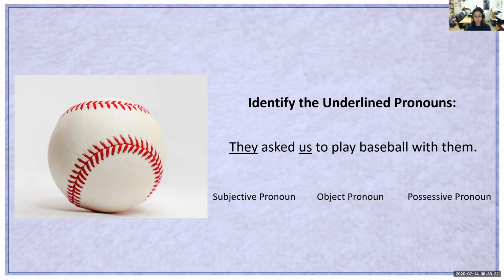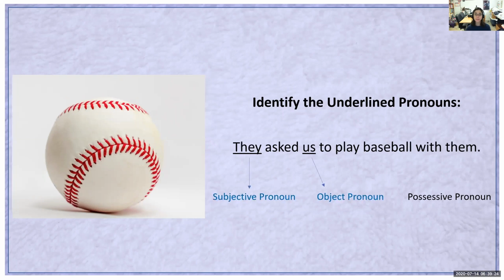If you said that us is an object pronoun, you are correct. So they is a subjective pronoun and refers to the subject of a sentence. They asked us. And then us is an object pronoun. It receives the action. In this case, it receives the question being asked about playing baseball. So they asked us to play baseball with them.